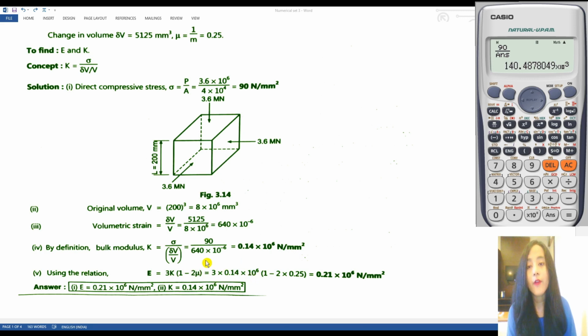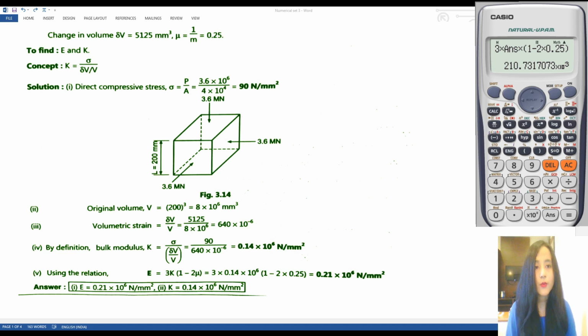Okay, now we have found the bulk modulus and we have to find Young's modulus. From the relationship between bulk modulus and Young's modulus, we can find the value of E. The relationship between them is given by E equals 3K into (1 minus 2 mu). Now the value of E we don't know, the value of K we have found, and the value of mu is given in the question. So it will be 3 into K into (1 minus 2 into mu), where mu is 0.25. So this is the value of E.